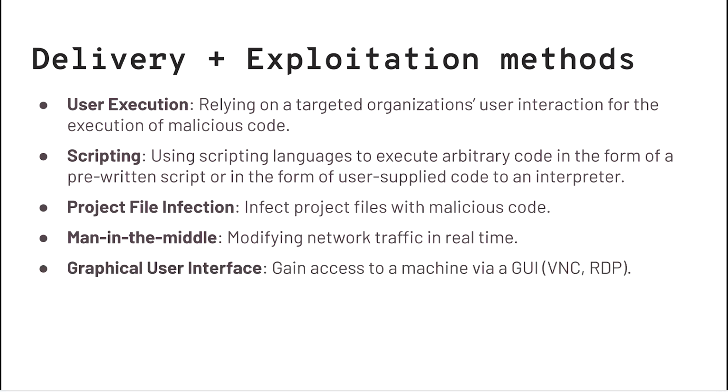Graphical user interface: gain access to a machine via a graphical user interface, VNC or Remote Desktop Protocol. And we've seen examples of these attacks where, because you need remote connectivity to a substation or some other part of your operation technology system, and these are typically only protected by a single password, then if you find that password, you automatically have access to that part of the network. That would be most probably in the operation technology part.